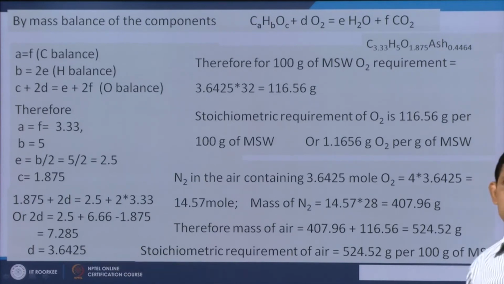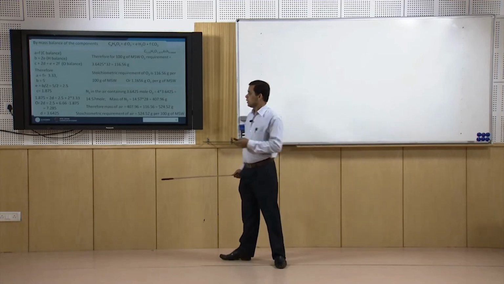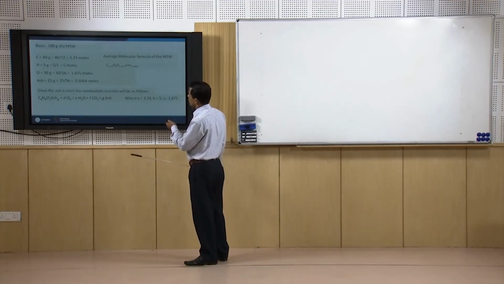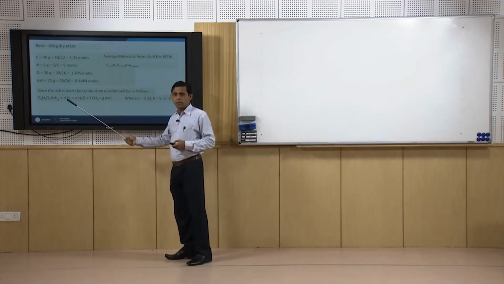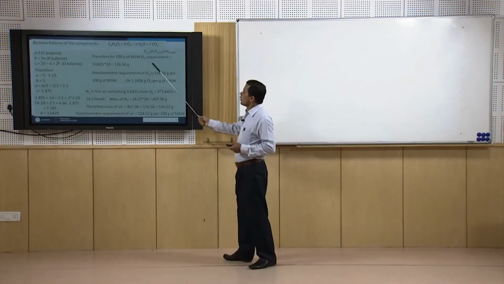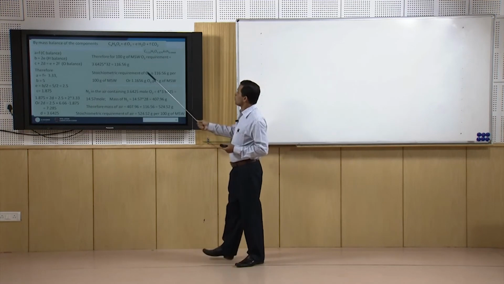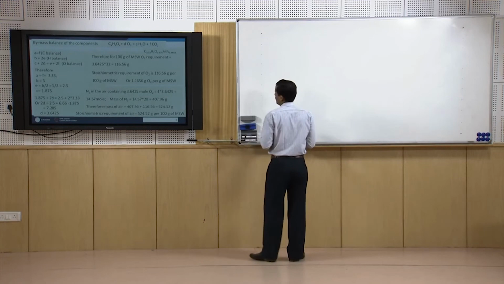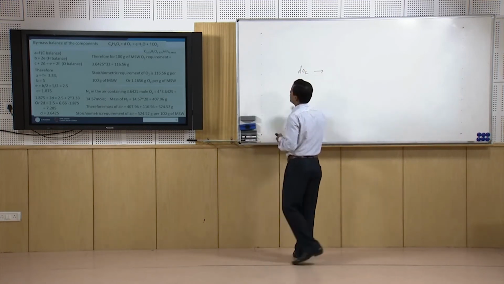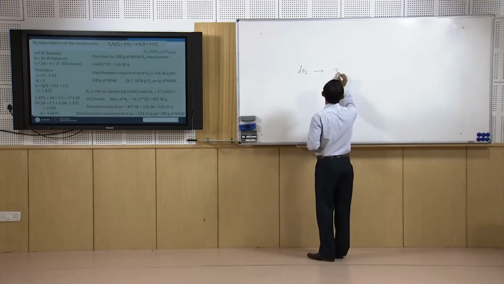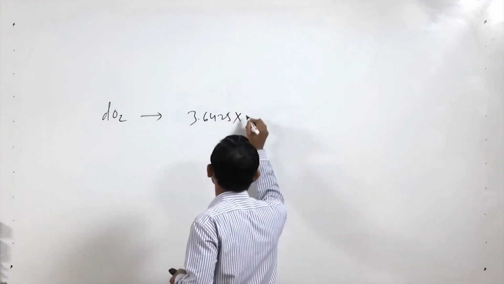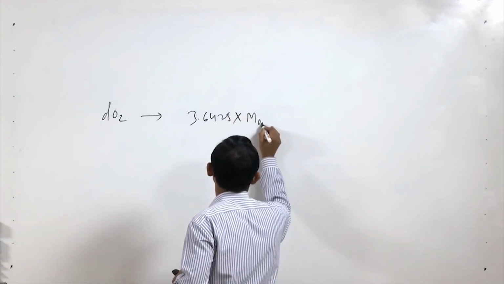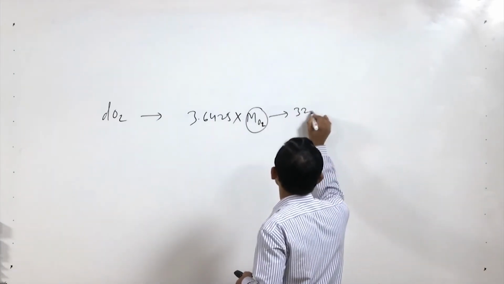So this is our D, the moles of oxygen which is reacting with this MSW. Then what is the stoichiometric requirement of oxygen? Therefore, for 100 gram of MSW, the oxygen requirement will be D moles of O2, and the D value we are getting is 3.6425. Then the molecular weight of oxygen, here we have to put 32, not 16.